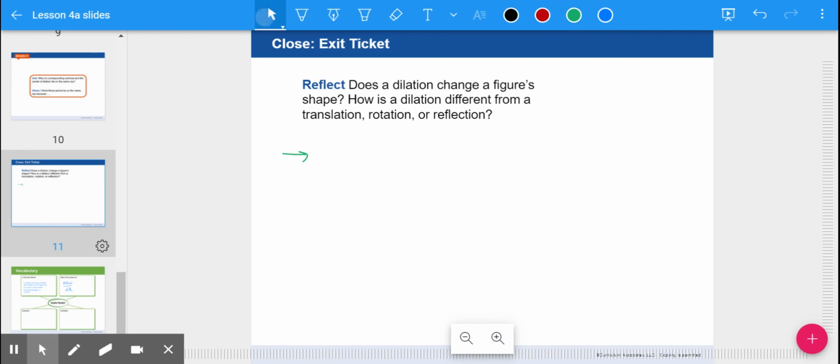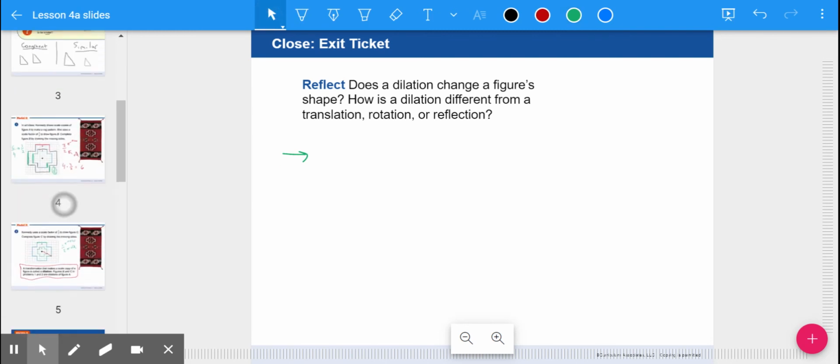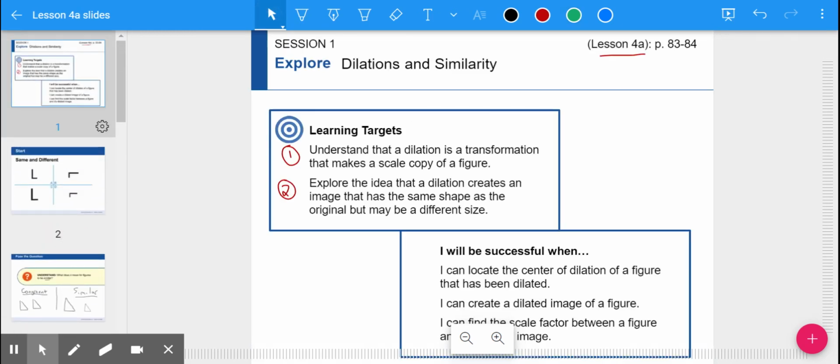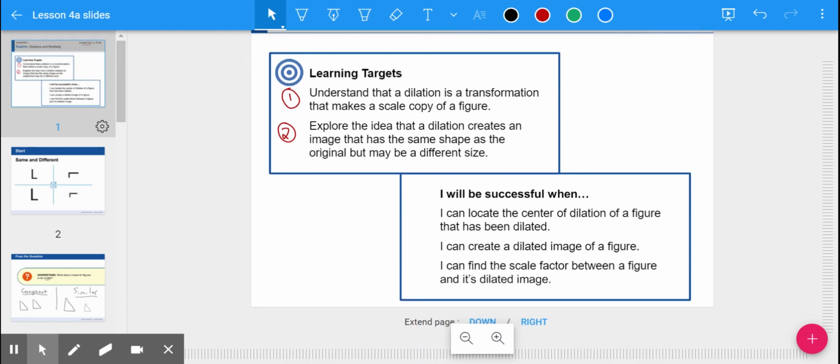And then I just want to touch on the goals for today. We wanted to get through two things really. Number 1, understanding that dilation makes a scale copy. So we talked about scale models, but also scale factors. And number 2, explore the idea that dilation creates an image that has the same shape as the original, but a different size. So looking at those success criteria, do you feel like you're successful or is there something that you could work on?